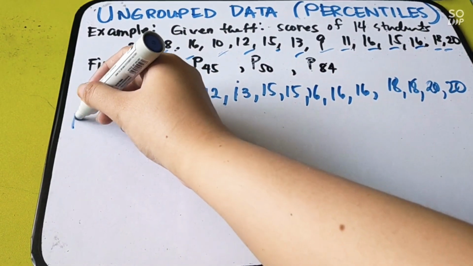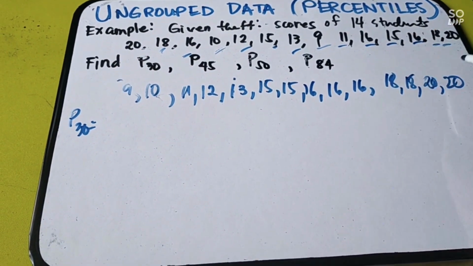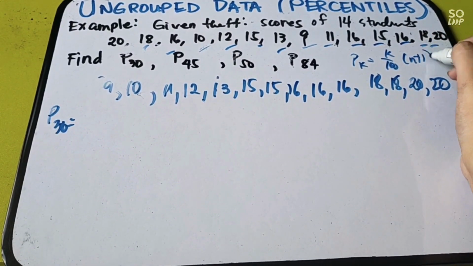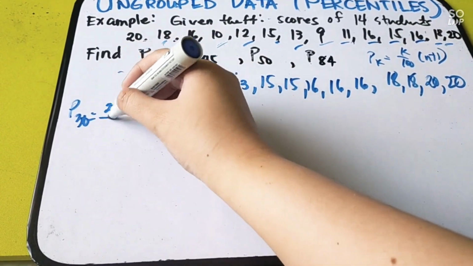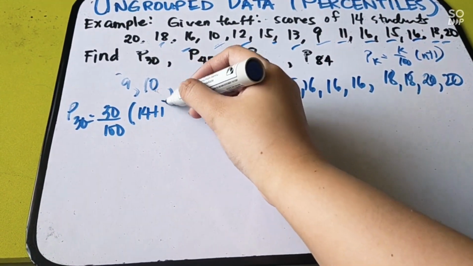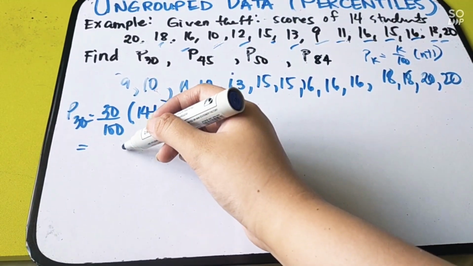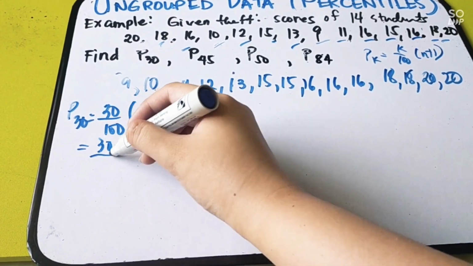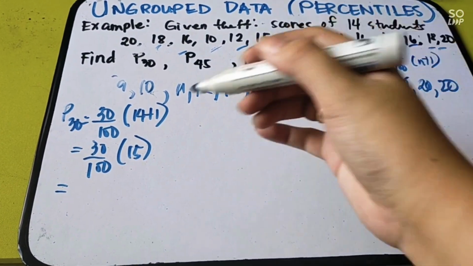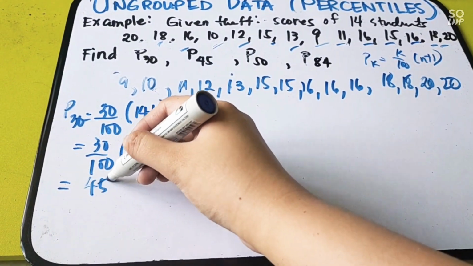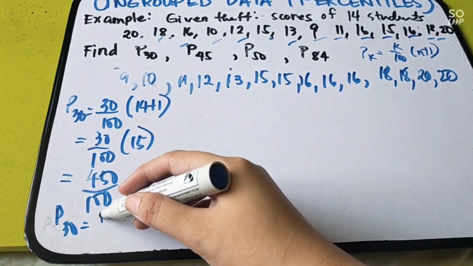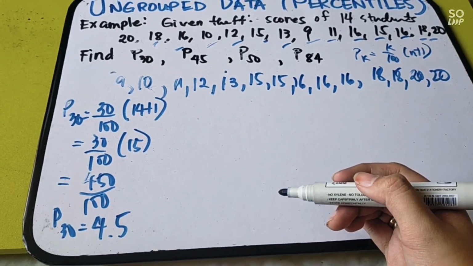30th percentile. So, P sub 30 is equal to, our formula, we have your formula of P sub k is equal to k over 100 times n plus 1. So, we have here 30 over 100 times, our n, total of 14, 14 plus 1. So, we have 30 over 100 times 15. Let us calculate 30 times 15, that is 450 divided by 100. So, the 30th percentile is 4.5. So, 4.5 is between 4 and 5.